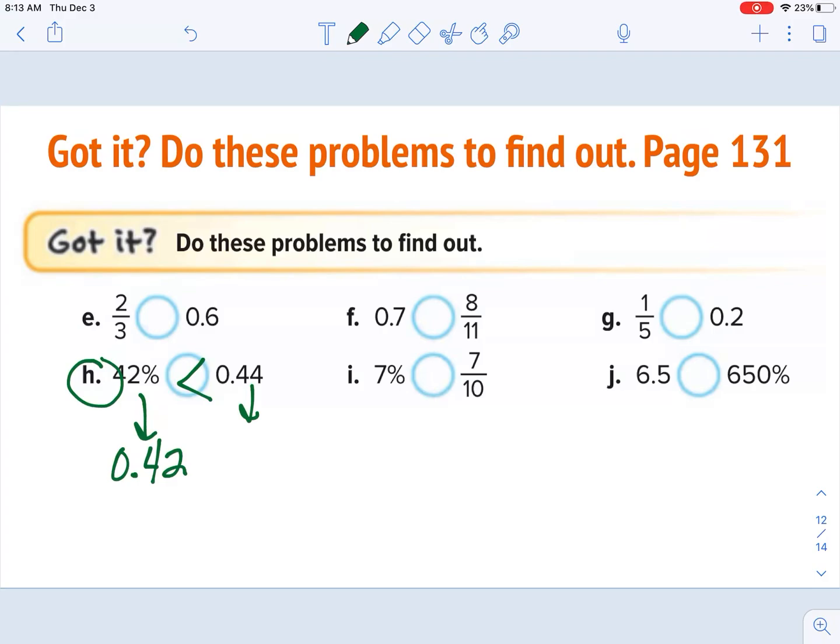Let's look at I. 7% and 7/10. Well, I know percents are always out of 100, so I'm going to make them into fractions. This would be 7 out of 100. Okay, 7 pieces out of 100 is not going to be as much as 7/10, and I can show that by making this one into 100ths as well, by multiplying by 10. This would be 70 100ths. So I know that this one is going to be bigger.